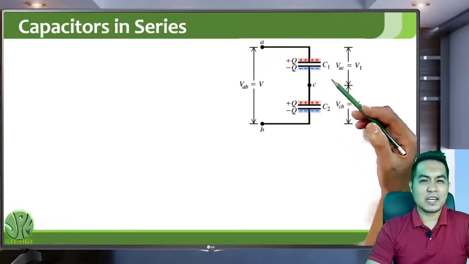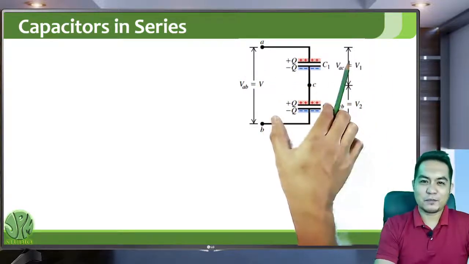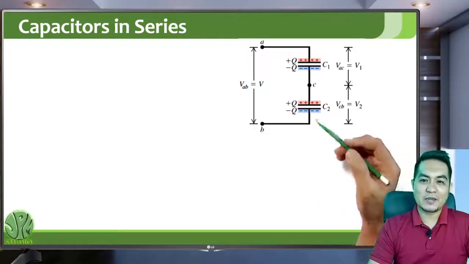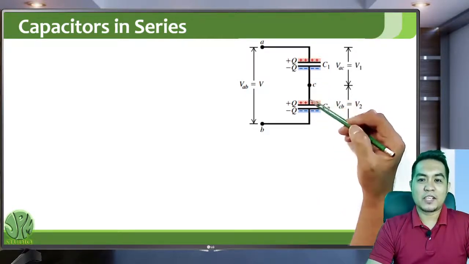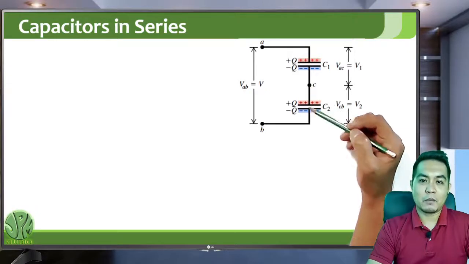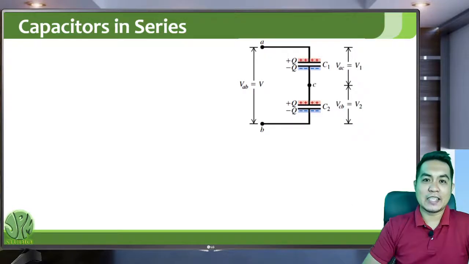Or not necessarily the upper or lower, depending on how you rotate it. The important thing is, in a series connection, only one plate of the first capacitor is connected to one plate of another capacitor, but the other plates of the two capacitors are not connected. So that is the series connection.